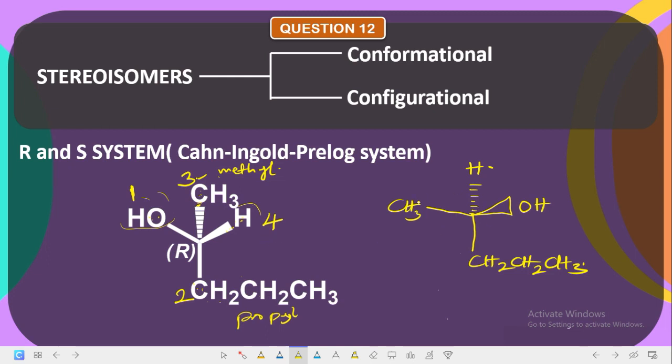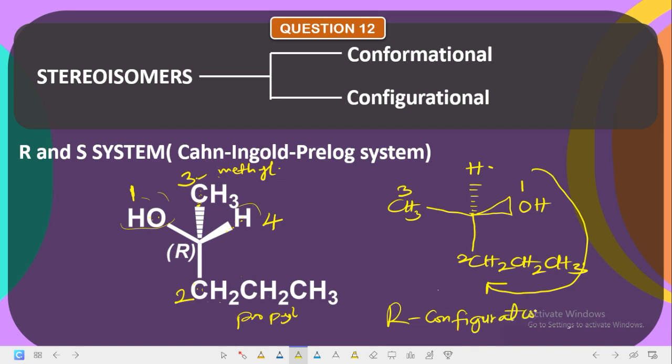So we come here and say this is number 1, this is number 2, and this is number 3. So what configuration is this, if it is going from here to here? Now, according to Cahn-Ingold-Prelog, if it is going clockwise, what would you call it? You call it R configuration. Is that okay? If it's going clockwise, you call it R configuration.